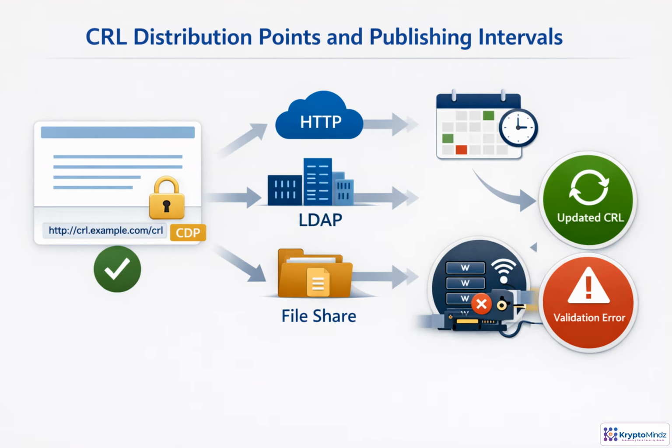Every certificate carries pointers that tell clients where to fetch revocation data. These CRL distribution points can be HTTP URLs, LDAP paths, or even file shares. When a client validates a certificate, it follows those locations, downloads the CRL, and checks whether the certificate's serial number appears. Publishing intervals determine how fresh that list is. If CRLs aren't published often enough, or the CDP locations are unreachable, you'll run into certificate validation failures.